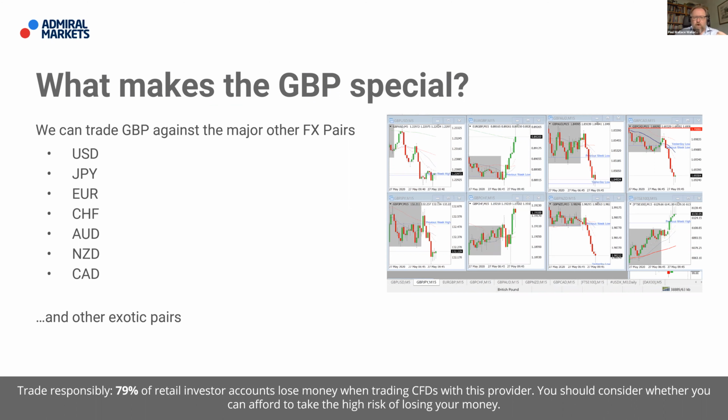So you've got the pound against the US dollar, the pound against the Japanese yen, the euro against the sterling, the pound against the Swiss franc, and the pound against the Aussie dollar, the Kiwi dollar, and the Canadian dollar. You will find that there are other what are termed exotic pairs. These are normally emerging market currencies, and you will find several of them are offered on the Admiral Markets trading platform. But my own suggestion for new traders is to just focus on the major other FX pairs.